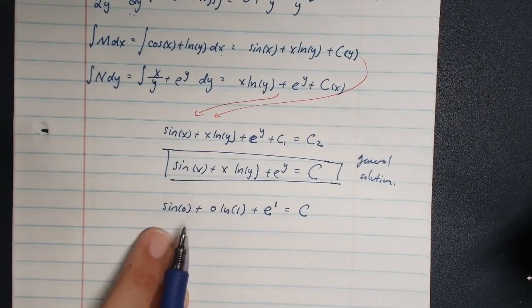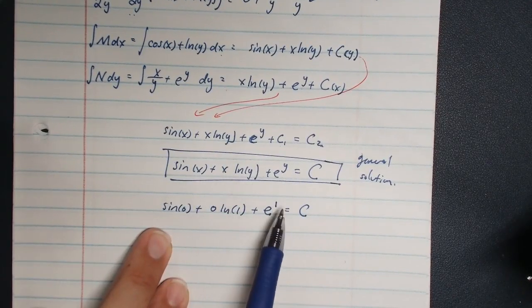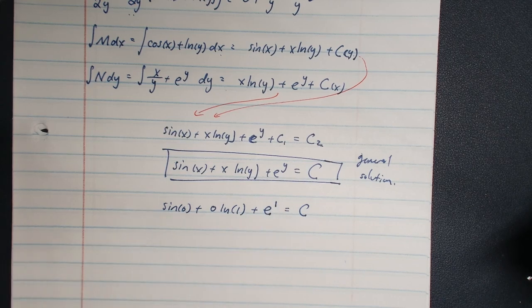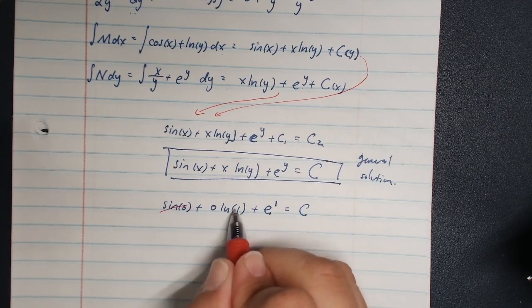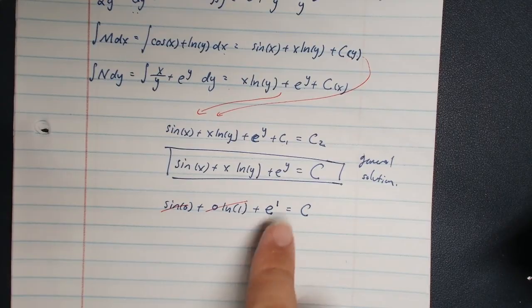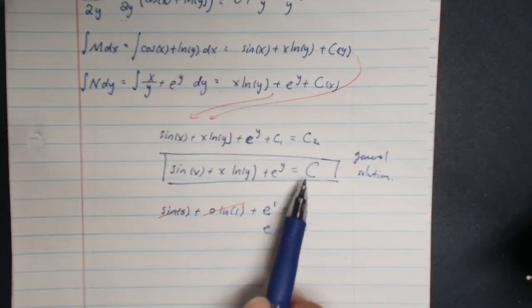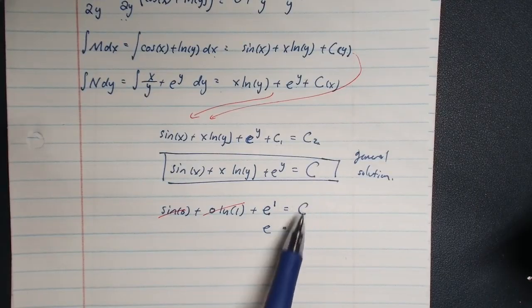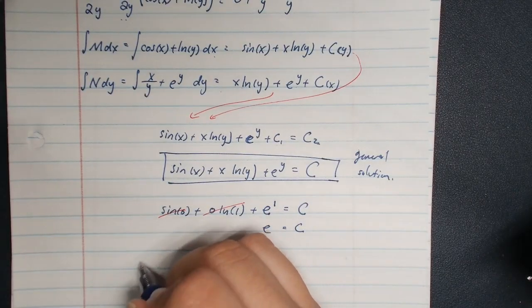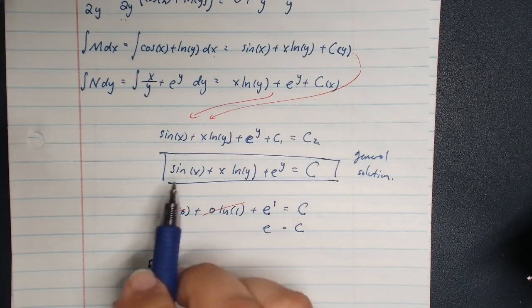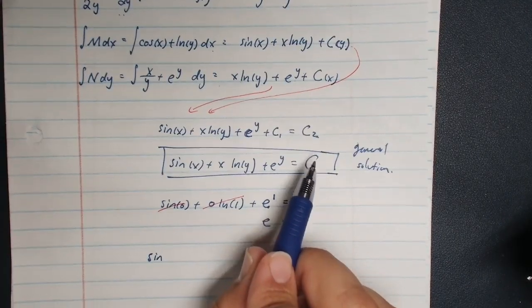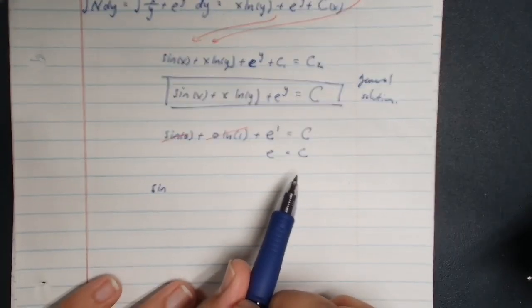Anywhere I had an x, I plugged in a 0. Anywhere I had a y, I plugged in a 1. Sine of 0 is 0. 0 times 0, that's 0. E to the first is e. Oh, so my constant isn't going to stay a constant. Now it's an e.